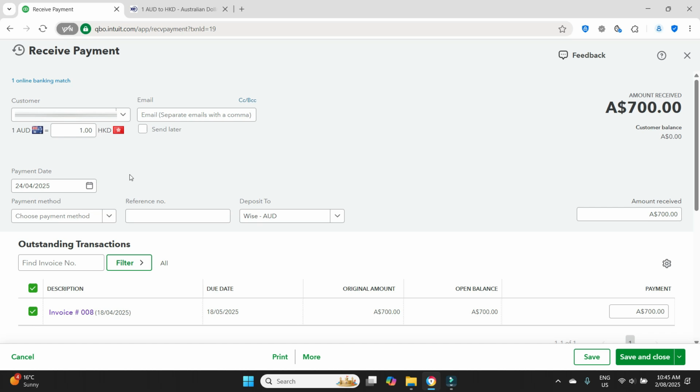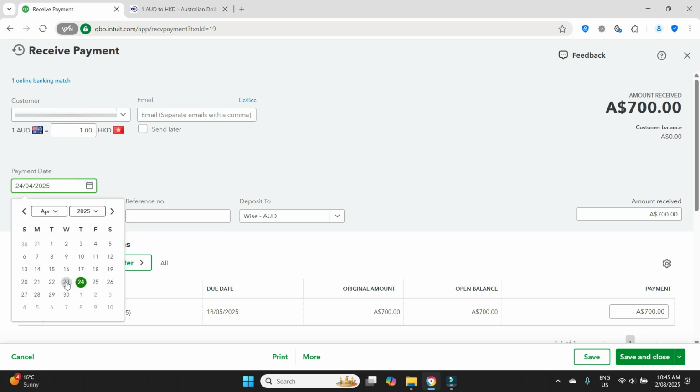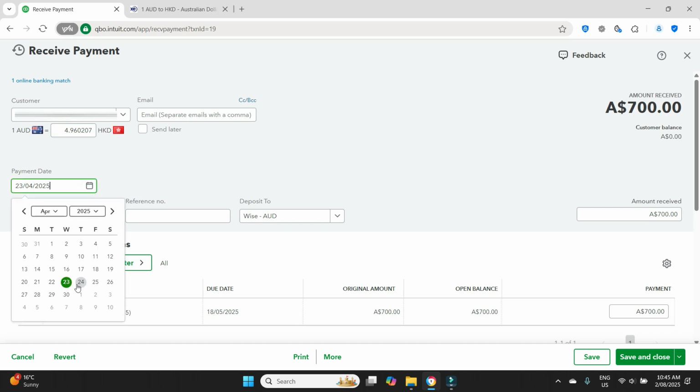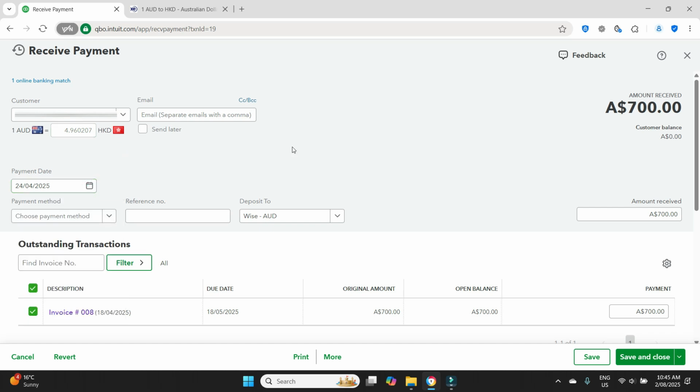So back to the issue and how I fixed it here. We can see it's gone in as 1 to 1. That's obviously incorrect. The date here is 24th of the 4th. If I change the date here to the 23rd, you can see when I've changed the date, it clicks in the new exchange rate, which is correct. So by changing the date, it kind of triggered the system to correctly put in the right exchange rate. But now I need to change it back to the 24th because the 23rd is not the right date.